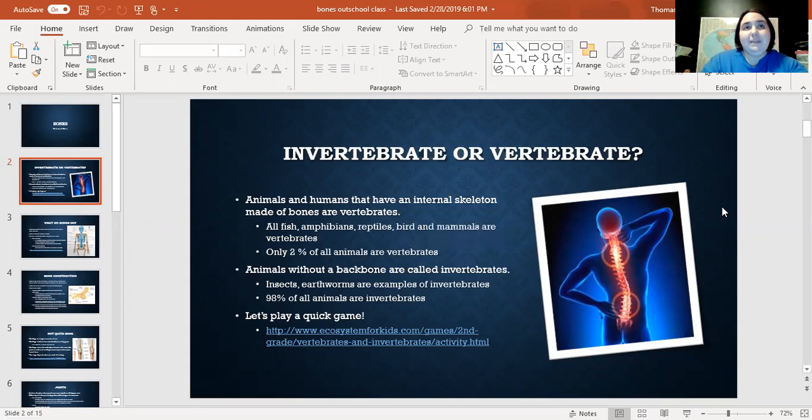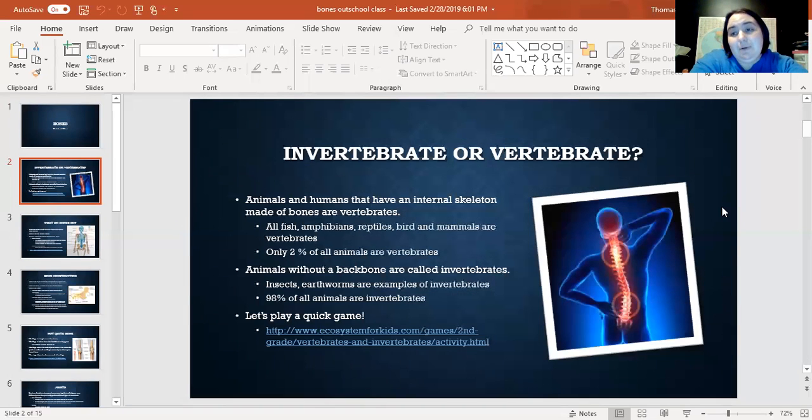Most insects have what they call an exoskeleton, which is a harder outer covering that protects their insides. Just like our bones protect our vital organs, the exoskeleton does the same for them.